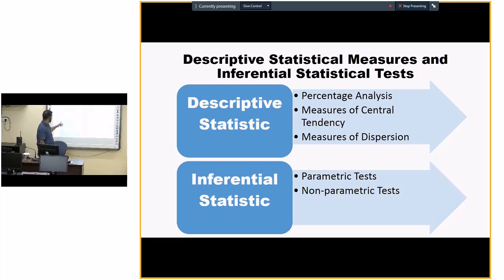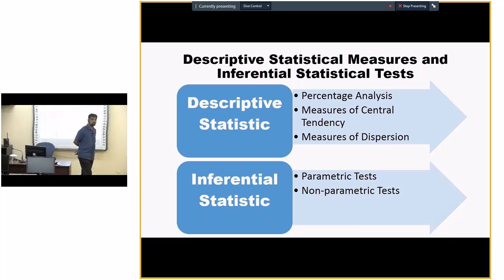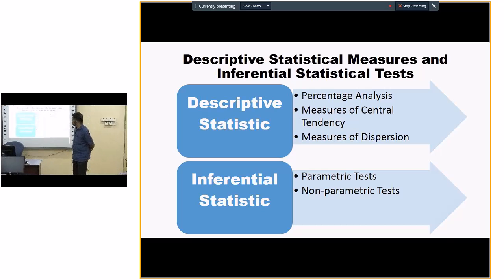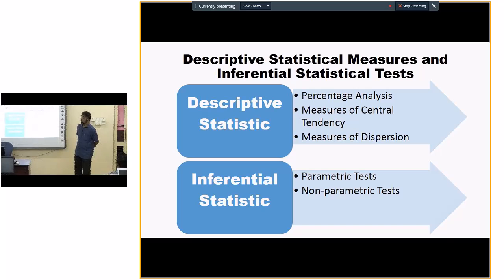Right. Then I think you remember this classification of statistics. Then there are a number of statistical tools. We can mainly divide them into descriptive and inferential. Under descriptive statistics, you can see percentage analysis and measures of central tendency, under which you can see mean, median, mode. Then measures of dispersion: range, mean deviation, standard deviation, variance, coefficient of variance. There are a number of measurements.